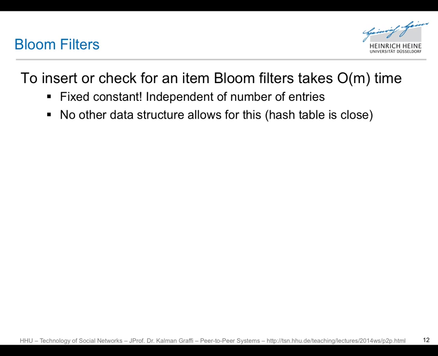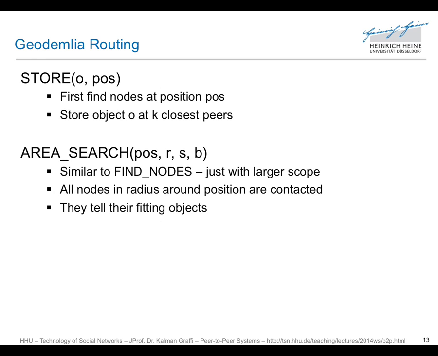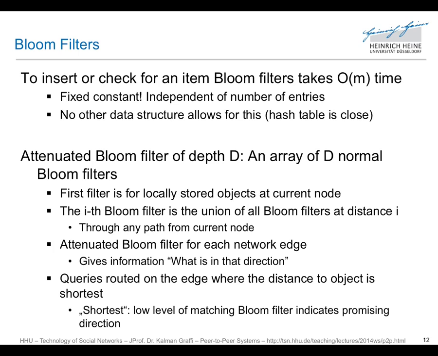There's also an extended version of it. It's called attenuated, so erweitertes Bloom-Filter of the depth D. And that means the following. If you are connected to other nodes, your Bloom filter of level 0 is only your own Bloom filter. The Bloom filter of level 1 is the union, die Vereinigungsmenge, of all of your first hop neighbors. The Bloom filter of level 2 is the union of your 2 hop neighbors.